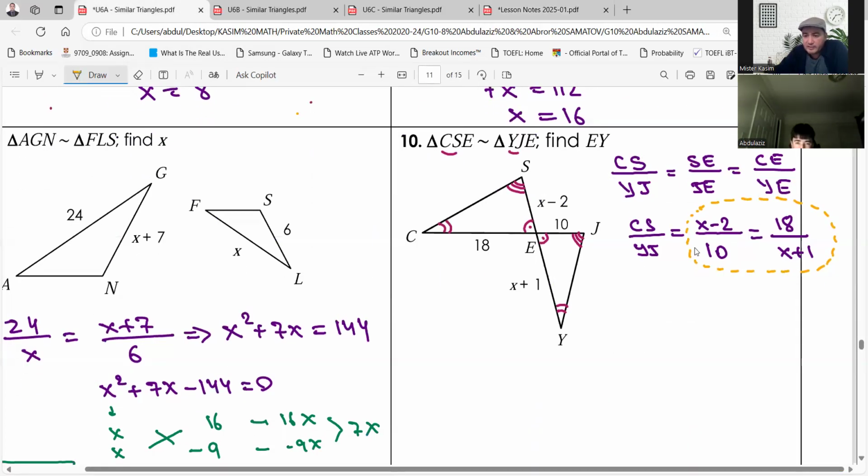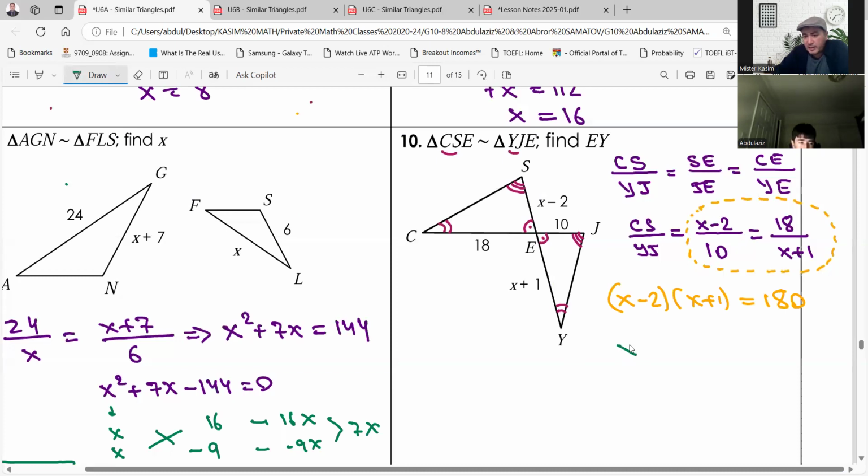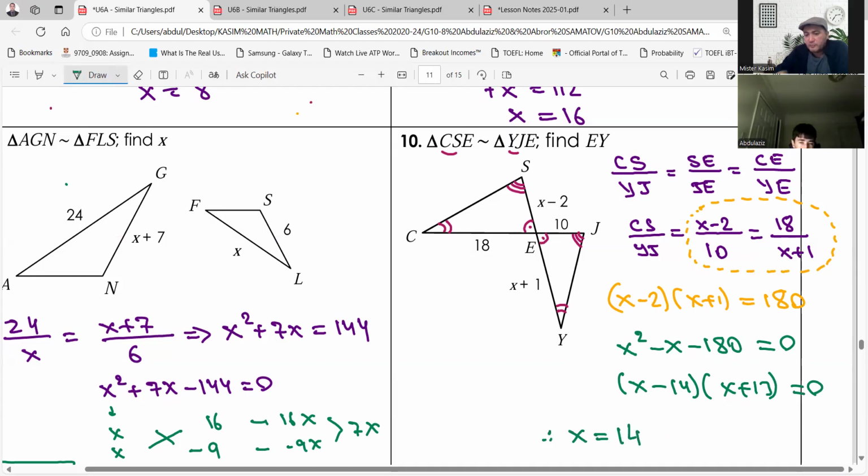That's how I did this. Again, if you cross multiply, here we have x minus 2 times x plus 1, that's equal to 180. And if you open the parentheses and simplify this, we get x squared minus x minus 180 equal to 0. Or if you factorize this, x minus 14 times x plus 13 equals 0. Now from here, the answer should be 14.